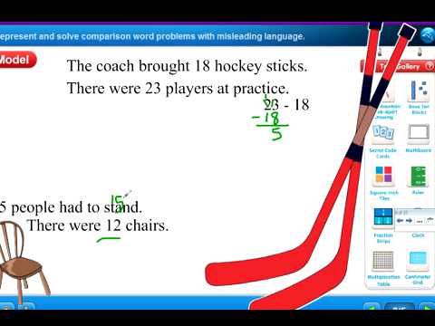Let's use adding. 5 plus 2 equals 7. Do I have to borrow or carry? No. 10 plus another 10 equals 20, so 27. So how many people were at the meeting? 27 people. 27 people were at the meeting.